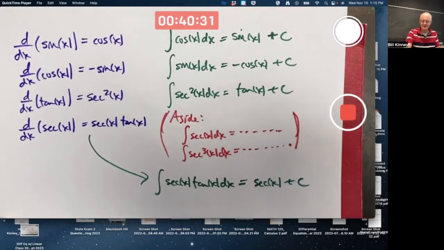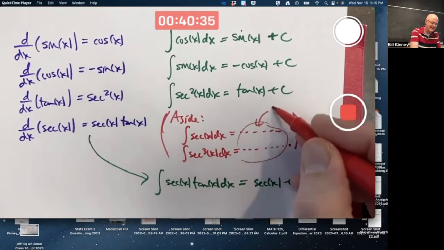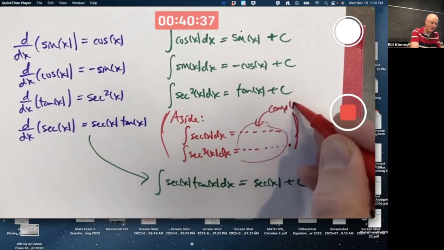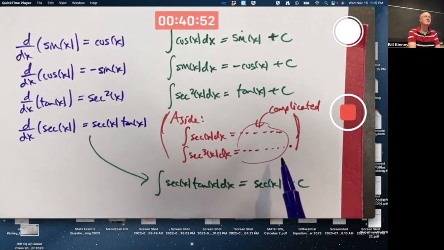The aside comment, again, was that these are complicated. You don't need to know those for any problems in calculus 1, but they do come up in calculus 2. Integrals in general are much harder. Sometimes they are very, very complicated. Sometimes they are even impossible.